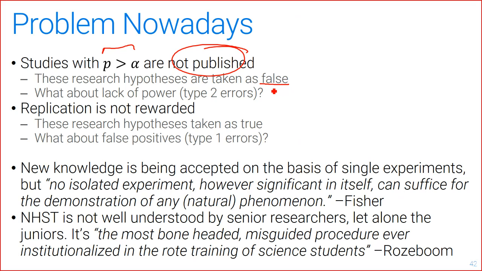And what we know is that, hey, maybe you just were unlucky with your sample. Maybe your study did not have enough statistical power. Maybe you needed to have a larger sample size. Maybe you just have a type 2 error. This is going to be taken as false. And on the other hand, whenever you got a positive result, a p less than alpha, it's going to get published and it's going to be taken as true. So replication is not rewarded.